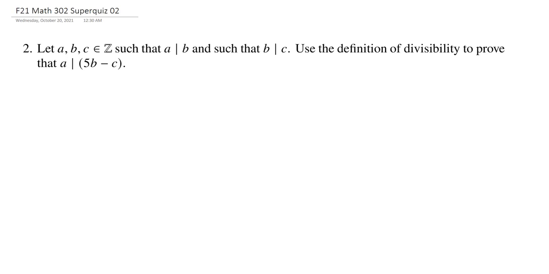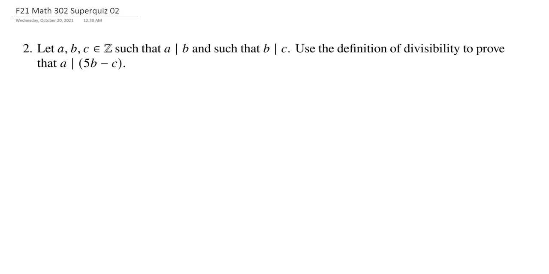But for this one, we're talking about divisibility. So we're starting with three integers, a, b, and c, and we know that a divides b and that b divides c. And we want to use the definition of divisibility to prove that a divides the difference 5 times b minus c. All right, well, let's go to the definition then.